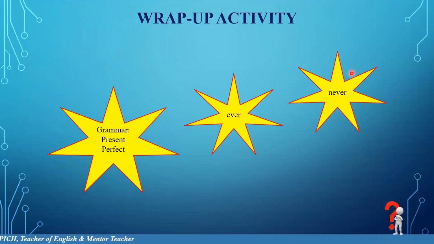And just briefly, shortly sharing about never here. When you want to give advice to somebody, and also in the absence of experience, when you don't have experience of doing something, you use never in present perfect tense. So this is just a brief review or wrap up on the lesson we have just studied earlier. Thank you so much, everyone.